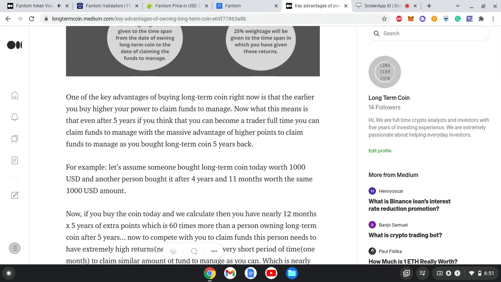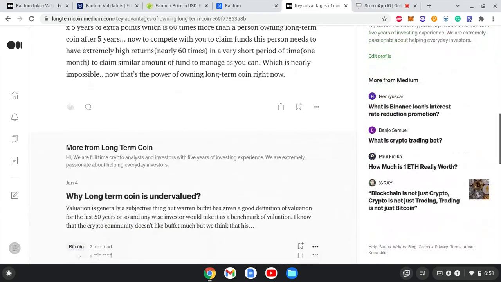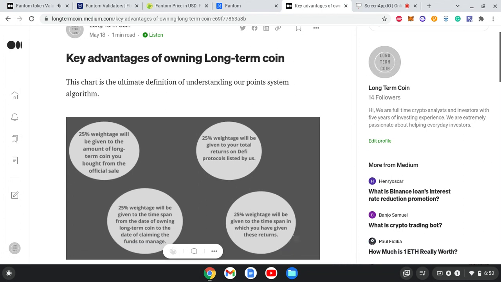Your commitment to understanding our protocol can make or break a lot of things for you. Go through our Medium articles and our YouTube videos to understand how owning more and more long-term coins can help you massively to claim more and more funds to manage, because even if you have skills in buying undervalued assets, you will need increased capital to invest without getting liquidated. So becoming a fund manager and managing other investors' funds is hard, but we believe in your skills, and that's why we are inviting you to understand our protocol and start claiming funds to manage.